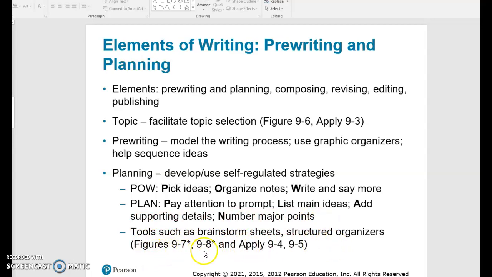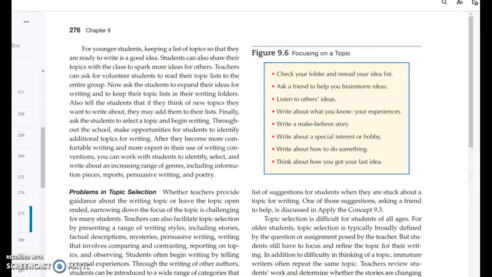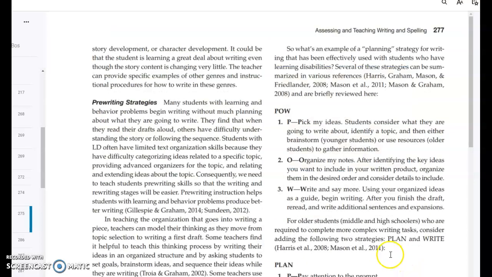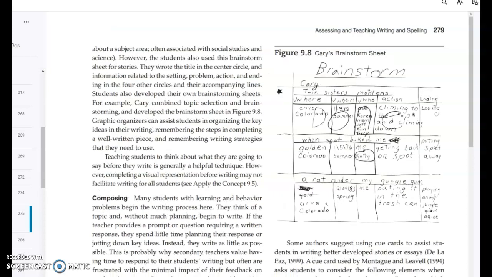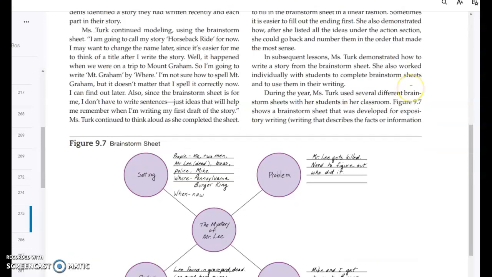And I do want to show you figures 9-7 and 9-8 before I run out of time, because it's going to happen. And also, when I was at Penn State, Linda Mason, she used to work with Harris and Graham, and then she was at Penn State when I was there. So I got to kind of learn from one of the experts about POW and POW plus tree and all these things, and I'll show you those in just a few seconds. Oh, my bad, I skipped 9.7, y'all, because it's at the bottom.